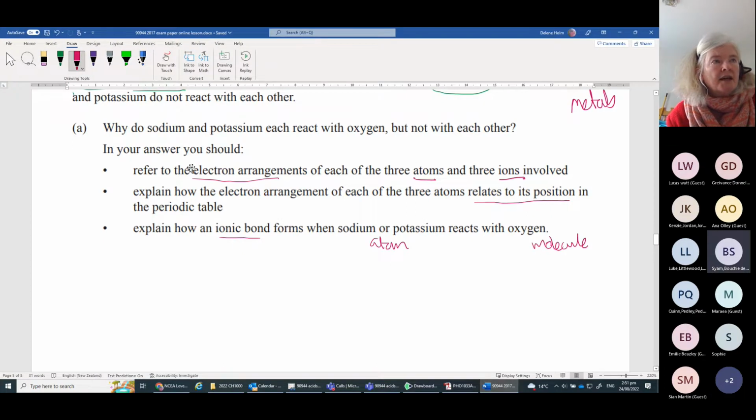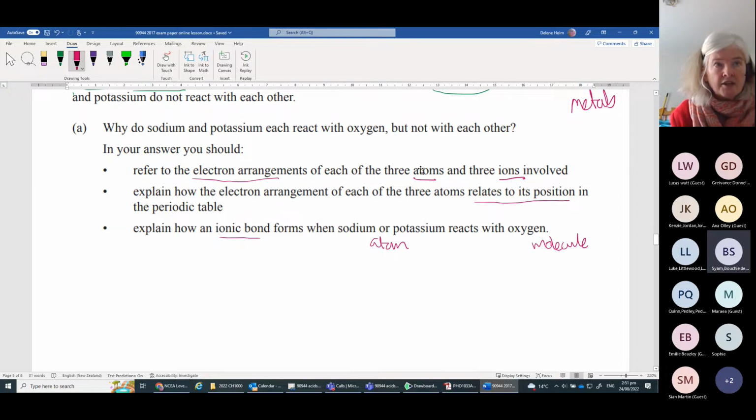Go back and ask, have I spoken about electron arrangements? Have I actually answered that first bit? Have I actually answered why potassium and sodium react with oxygen, but potassium won't react with sodium? Those two won't react. So make sure when you read your answer, have you done this?